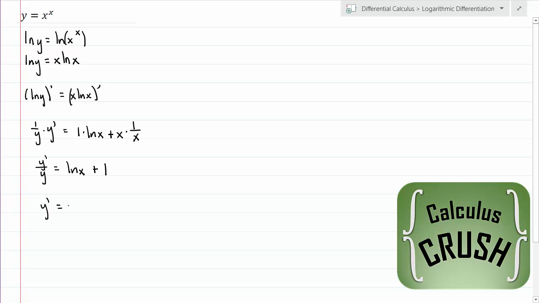Solving for y prime, we get y times, now I'm going to switch these around, 1 plus ln x. Just to make sure there's no confusion, are we doing ln x or are we doing ln x plus 1? Now the final step, we know what y is. y is x to the power of x. So our final answer is x to the power of x times 1 plus ln x.